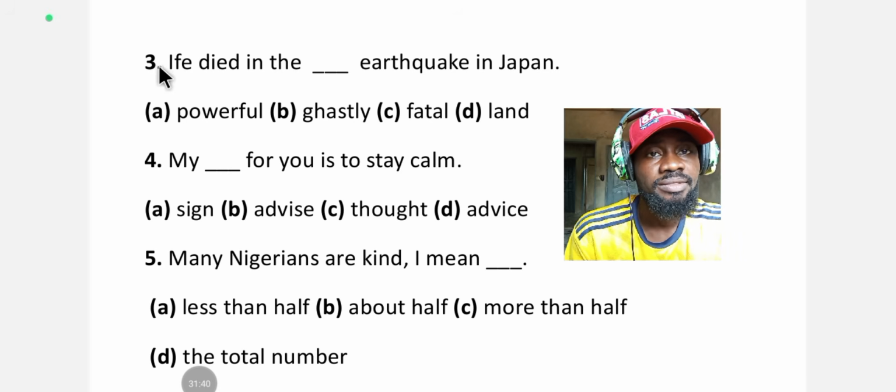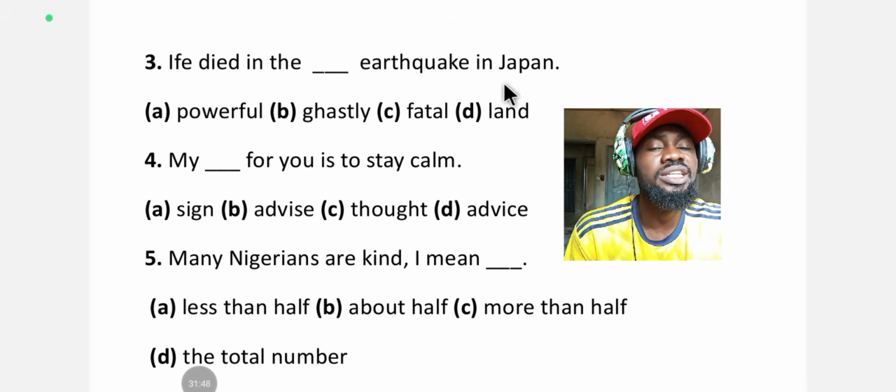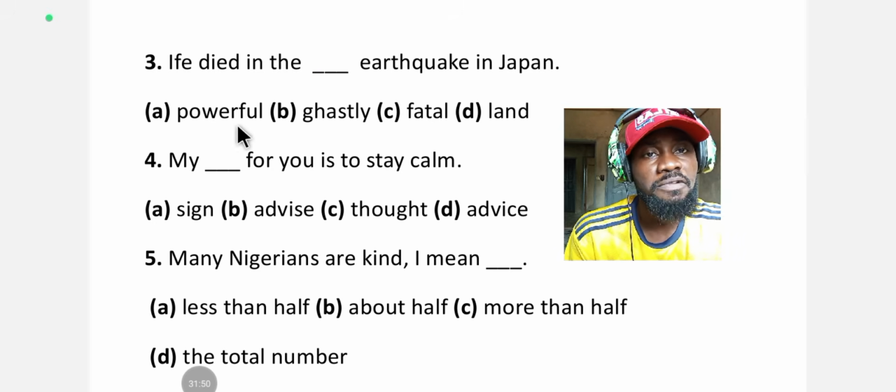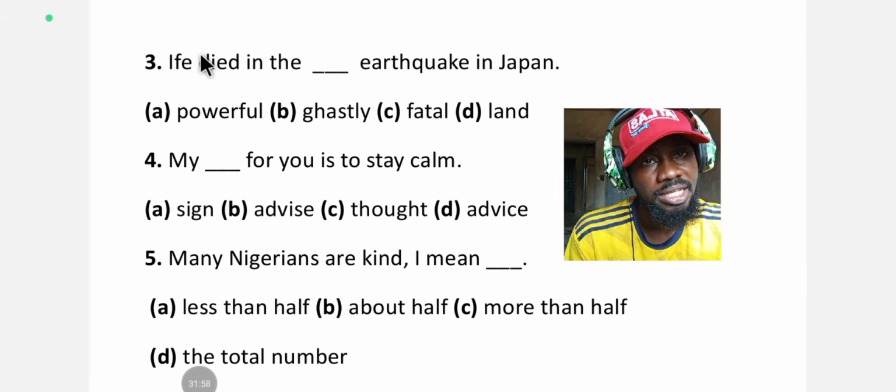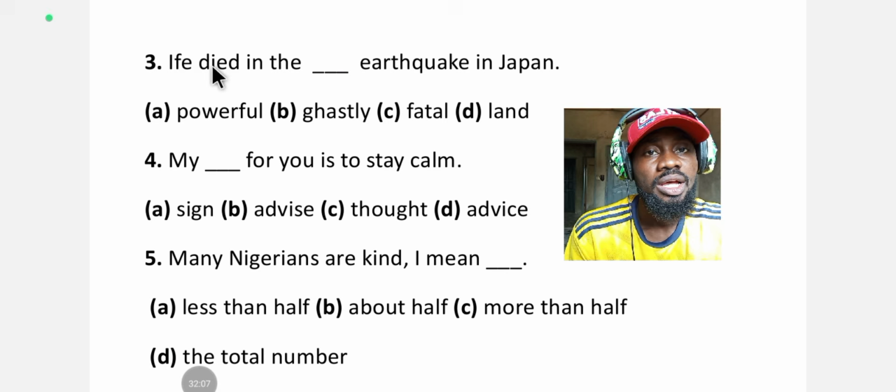Number 3. Ife died in the dash earthquake in Japan. A, powerful. B, ghastly. C, fatal. D, land. What's your answer? You answered right. The correct option is C, fatal. Ife died in the fatal earthquake in Japan.